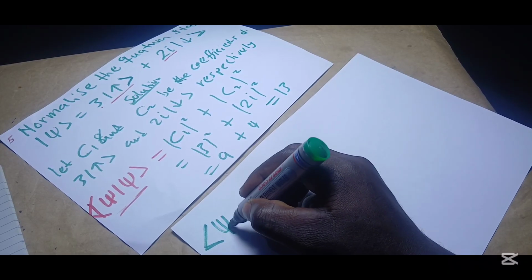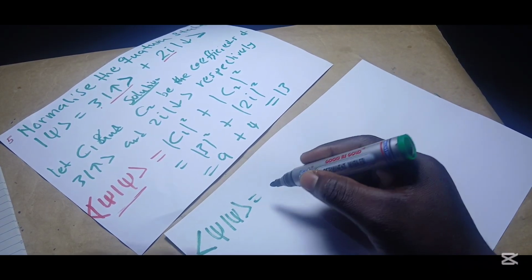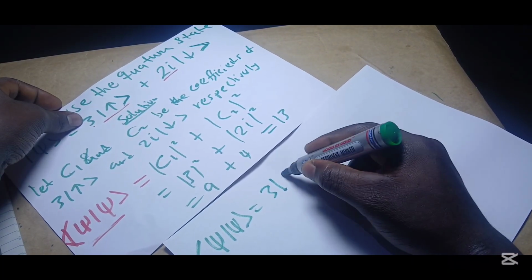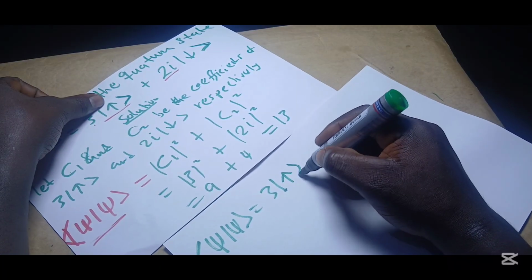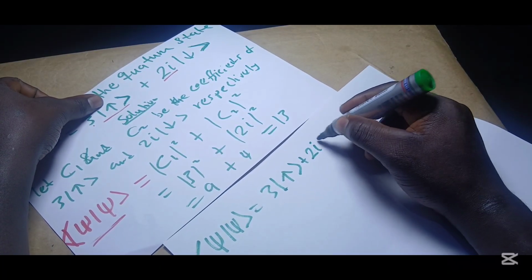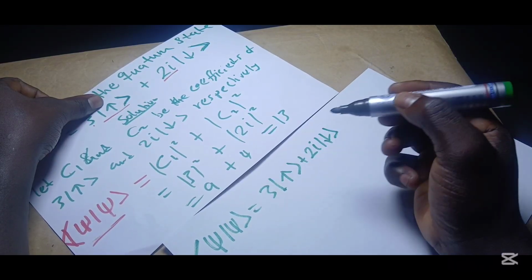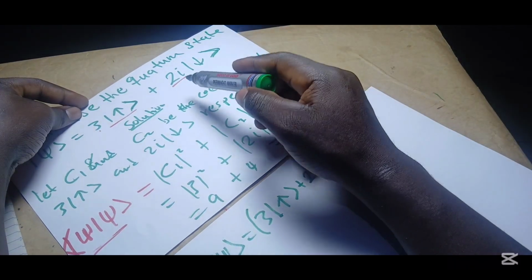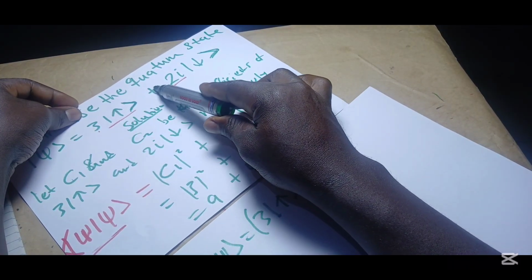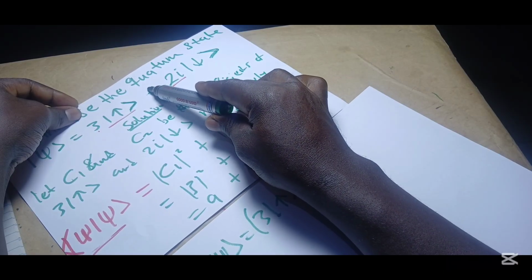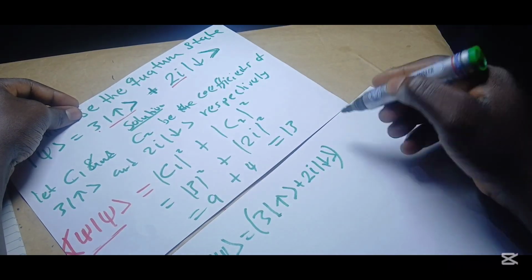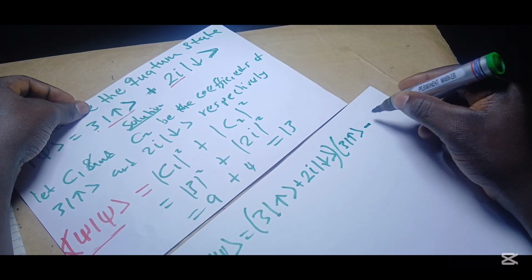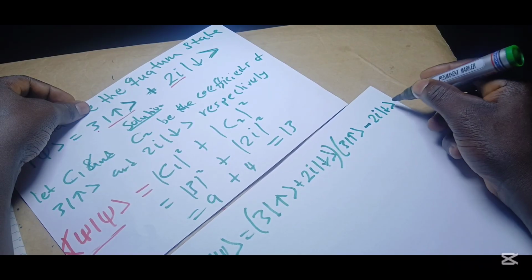So psi then ket equal to, first of all, we write whatever is there, which is 3 plus 2i into bracket. And then we write whatever is here, but in this case, the operation sign is going to change, so it becomes minus. So we are going to write 3 spin up minus 2i spin down ket.